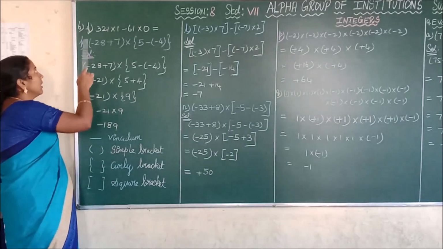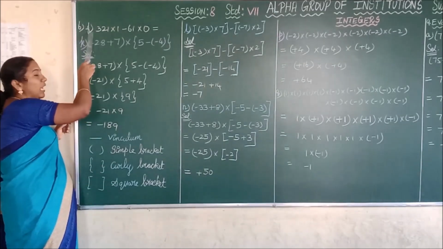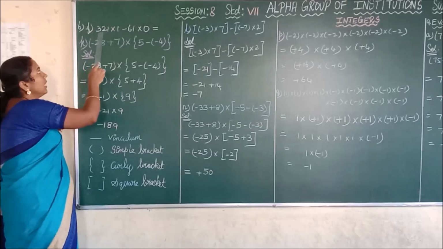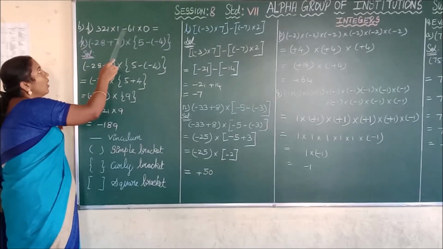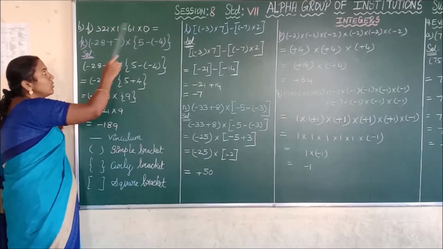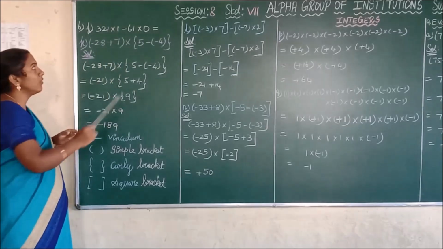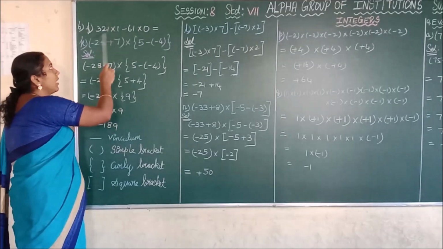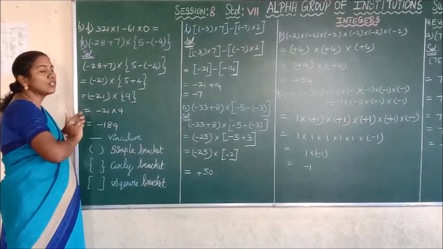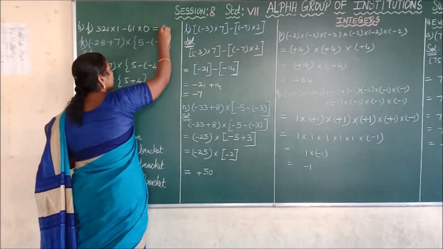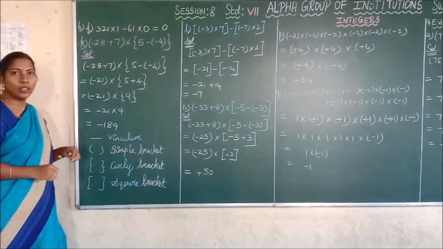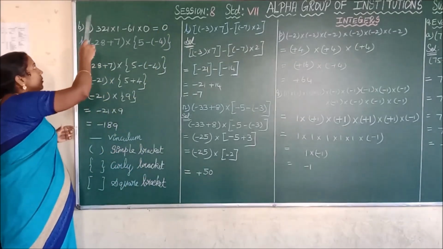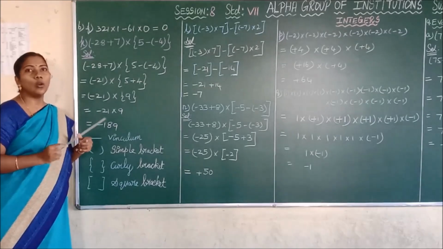Okay. Let us see question number 6, subdivision F. That is 321 into 1 minus 61 into 0. If any question is given like this, into 0, you should not evaluate any operation here. You straightaway write the answer 0. Okay, it's clear, children. Remaining sums in question 6 should be your homework.